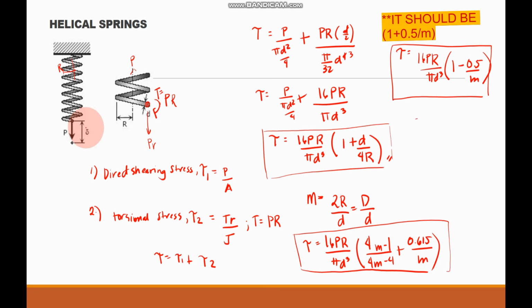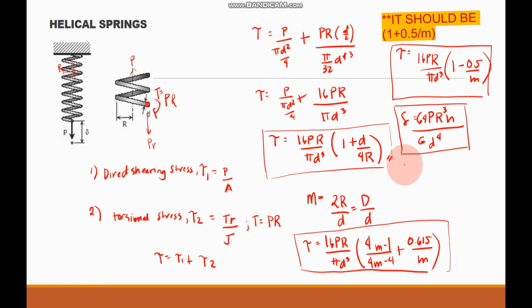As I have said earlier, if we load a certain P sa ating helical spring, magkakaroon siya ng deformation. And the deformation would now be equal to 64 multiplied by load, the mean radius r raised to 3 multiplied by the number of turns divided by G or the shear modulus ng ating material, d raised to 4. So ito na yung formula ng ating deformation or ng elongation ng ating helical spring.